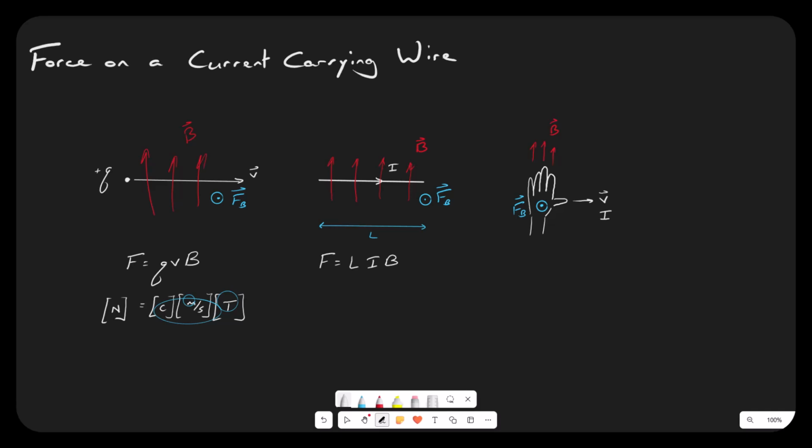Now to make this formula a little bit more complete, we're going to have to do something like back here, how we said there was a perpendicular component. There's going to be a perpendicular component here too. So our magnetic force magnitude is going to be ILB perpendicular, or if you like, ILB times the sine of the angle between the current and the B field. That's it, really. I'll give you a separate video with an example or two.